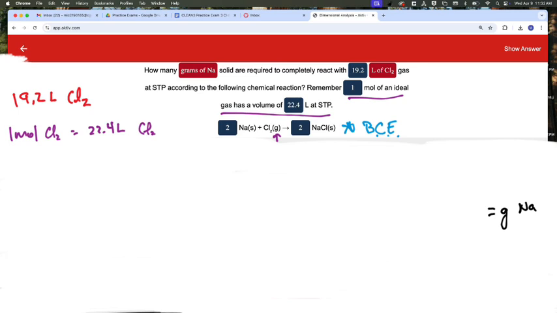So I want grams of sodium. I have a balanced chemical equation. I have this: 1 mole of chlorine equals 22.4 liters of chlorine. I'm actually going to add back that this has to be a gas. And then we also have 19.2 liters of chlorine. So what do we start with?